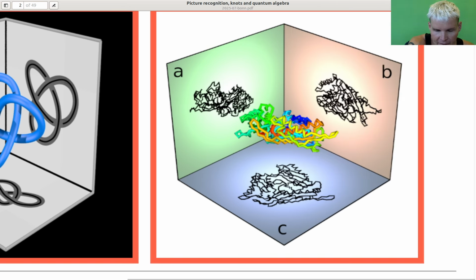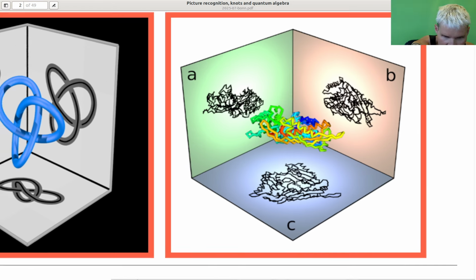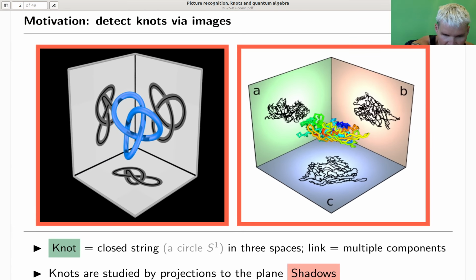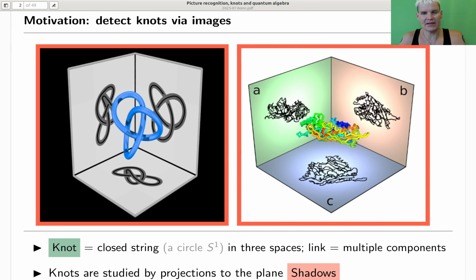Here is a picture I stole from a biology paper, and I forgot which one actually. If someone knows, let me know. It's a protein, and they do the same. You see the protein shadow under the electron microscope or something, and you would like to recognize what type of knot it is. Because, fun fact, I will say that in a second again.